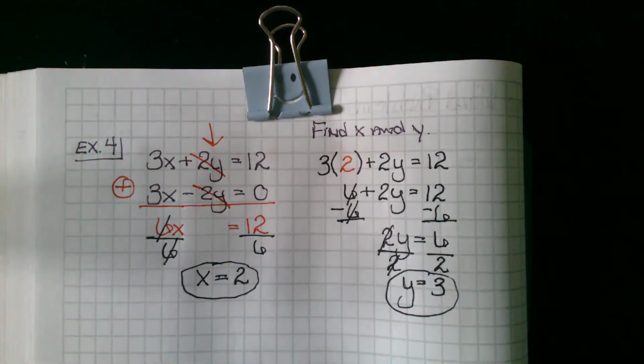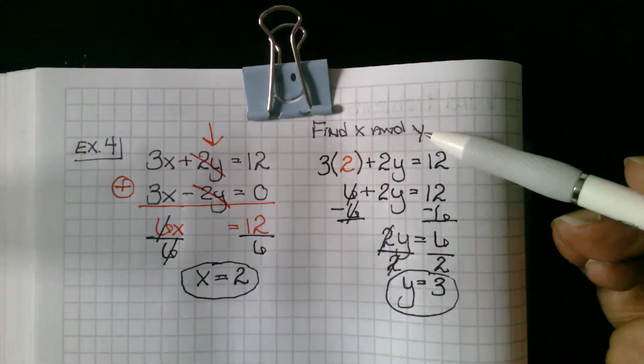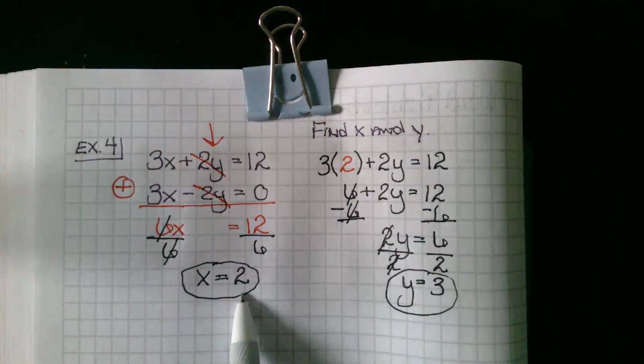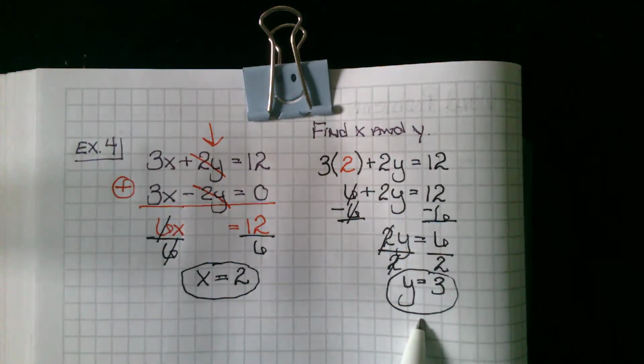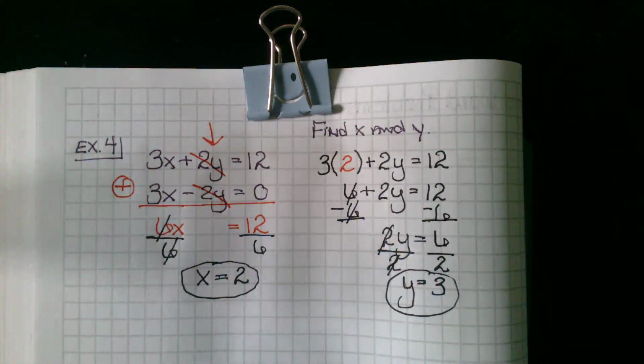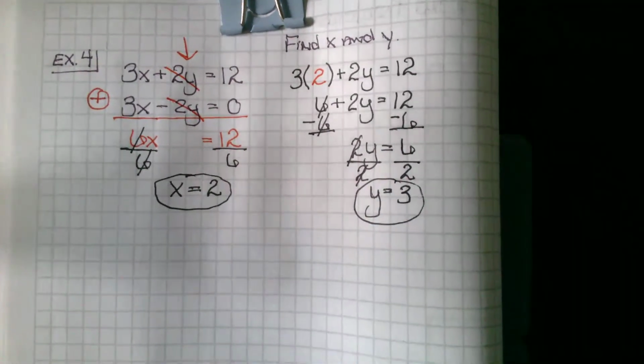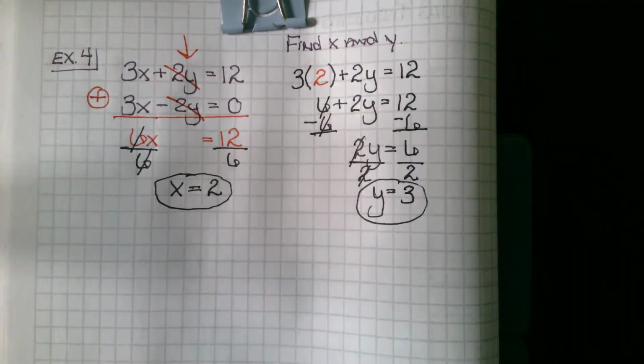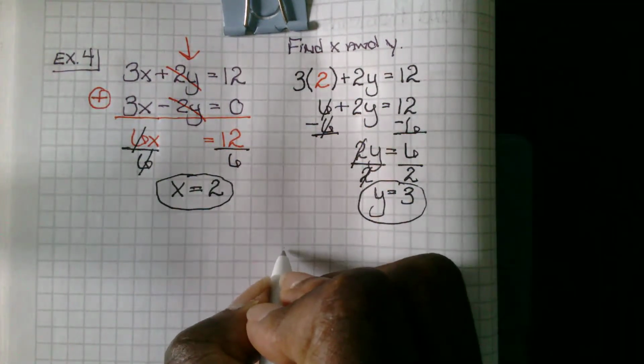So you found the values of x and y. The x is going to be 2. The y is going to be 3. So you might be saying, hey, Audrey, what happens if I use the bottom equation? Will I still get a 3 for y? Well, let's check it out.